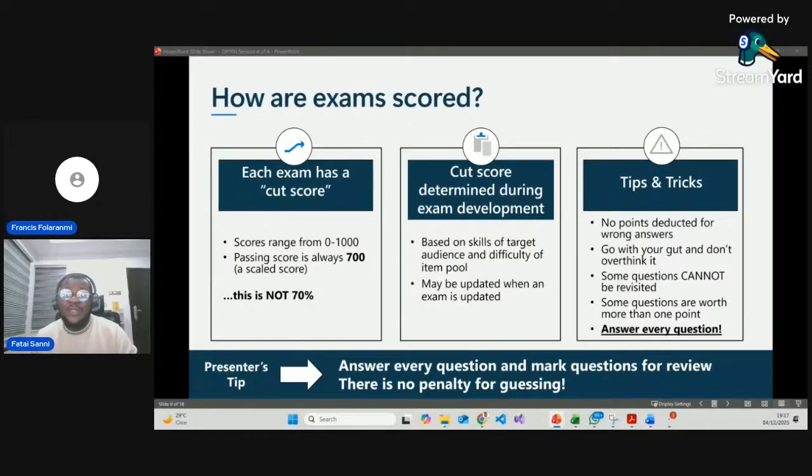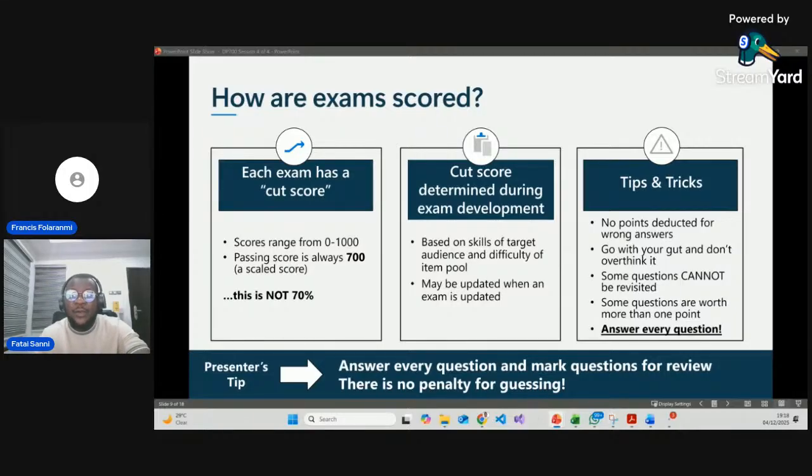Okay, so what are some of the tips and tricks we need to learn here? No points are deducted for wrong answers. I mentioned that already. Go with your gut. Don't overthink it. Some questions cannot be revisited. That's also something we need to know. Microsoft questions come in sections. Before you move from one section to the other, they can tell you that you cannot come back to these questions or this section. So please be mindful of that and read these guidelines very well.